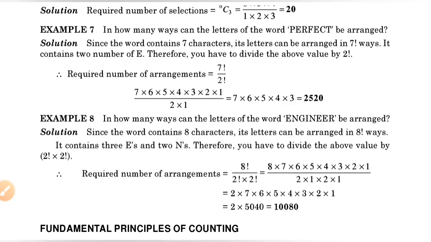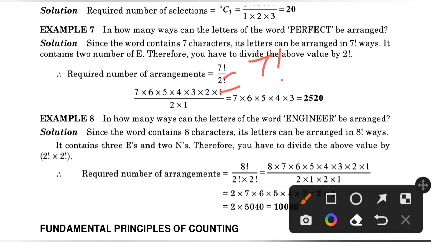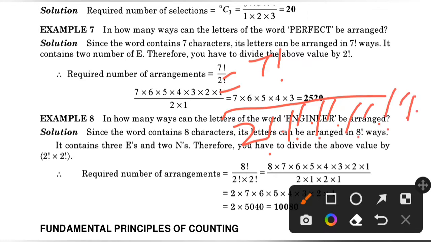So there are 7 characters, so we can write this as 7 factorial. Now E comes twice, so we divide by 2 factorial, and all other letters are 1, so we write instead of P, 1 factorial. For R we write 1 factorial. For F I write 1 factorial. For C it is 1 factorial, and for T it is also 1 factorial. So 1s multiplied with each other give 1, and 2 1s are 2.